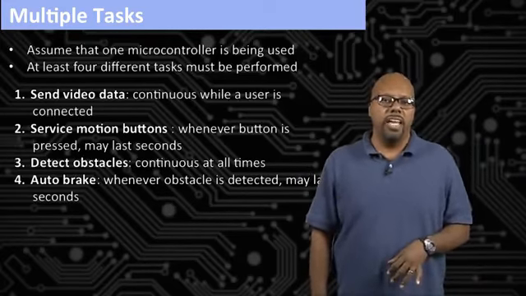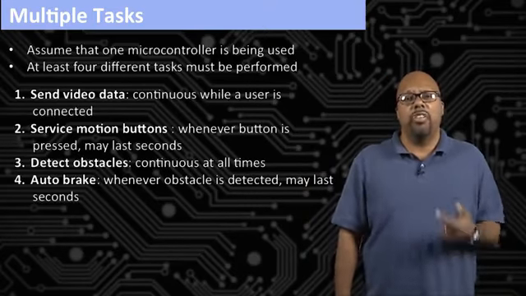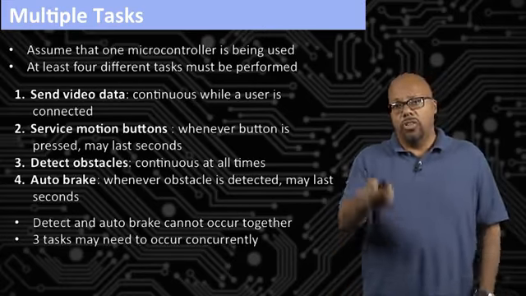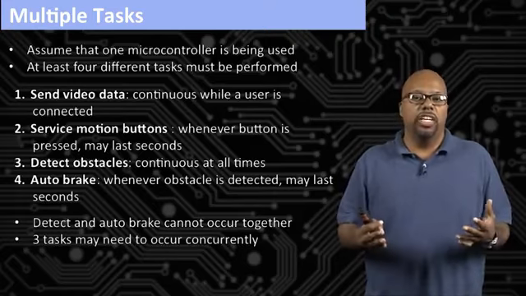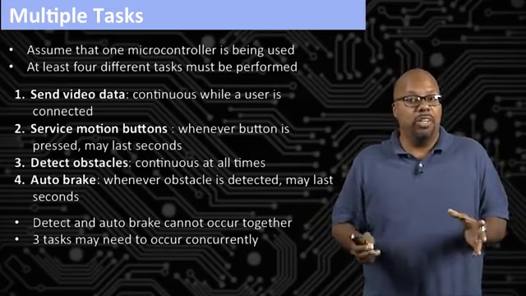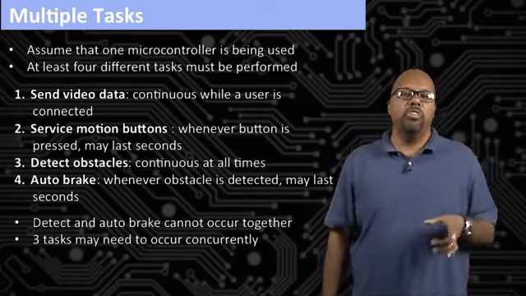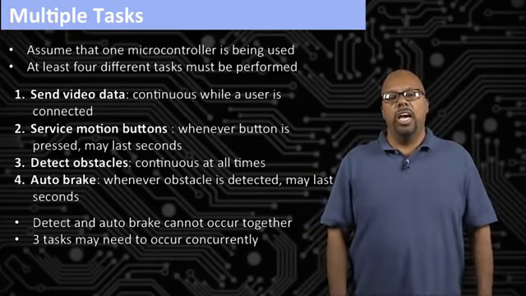So multiple tasks have to be performed by this device. And in a situation like this, it is helpful to have an operating system to help you handle the multiple tasks. Just talking about how they can happen together, detect and auto brake cannot occur together, right? If you detect, then you auto brake. They don't happen together, but everything else can happen concurrently. So in a situation like this, you need to have multiple tasks being performed at the same time.